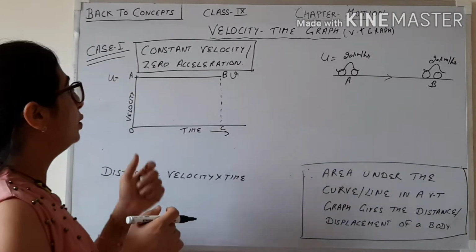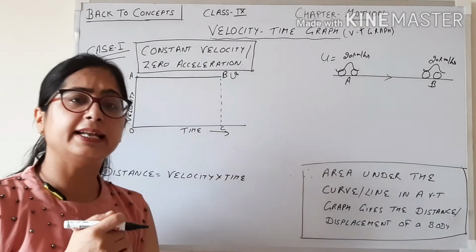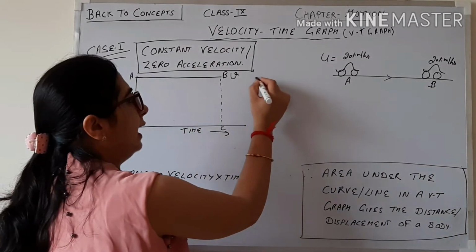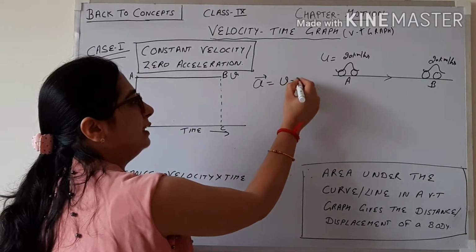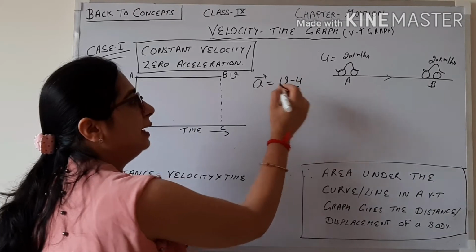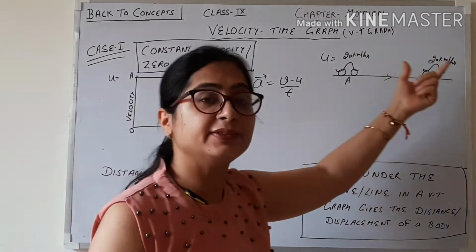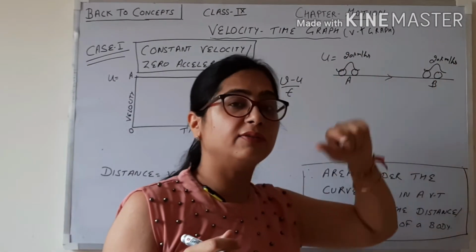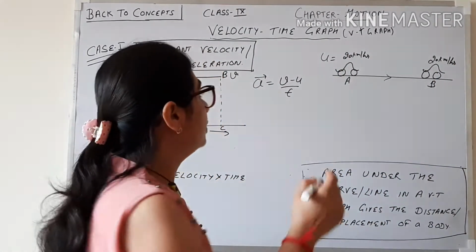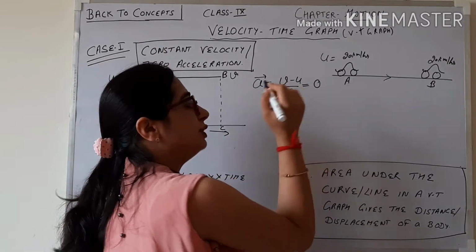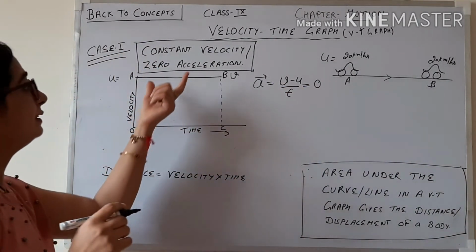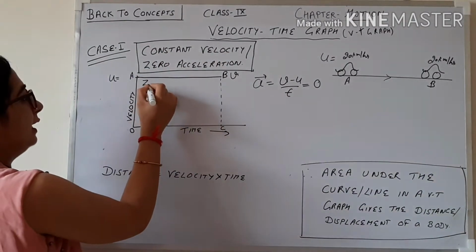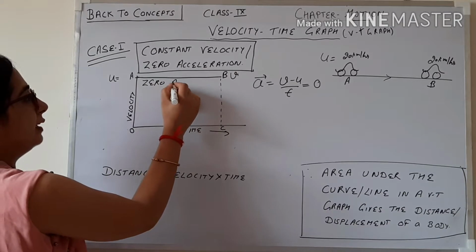Because this is a straight line, here the acceleration is equal to 0, because we know that acceleration is equal to change in velocity upon time taken. Here there is no change in velocity because the initial velocity and the final velocity are both 20 km per hour. So the result is 0. We can say that this is a zero acceleration motion, so we write here zero acceleration.